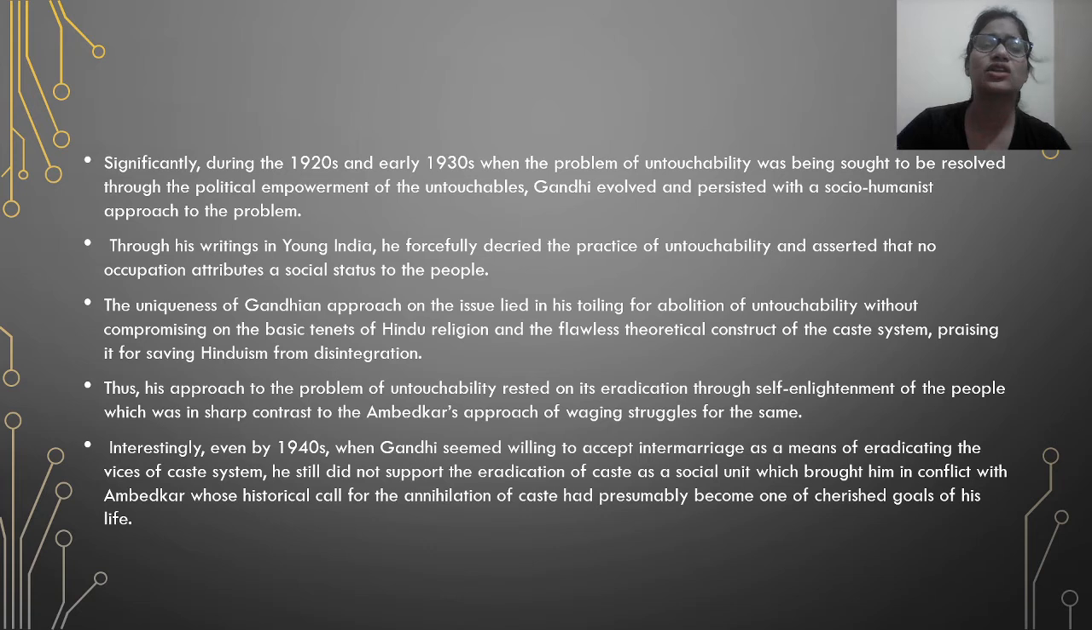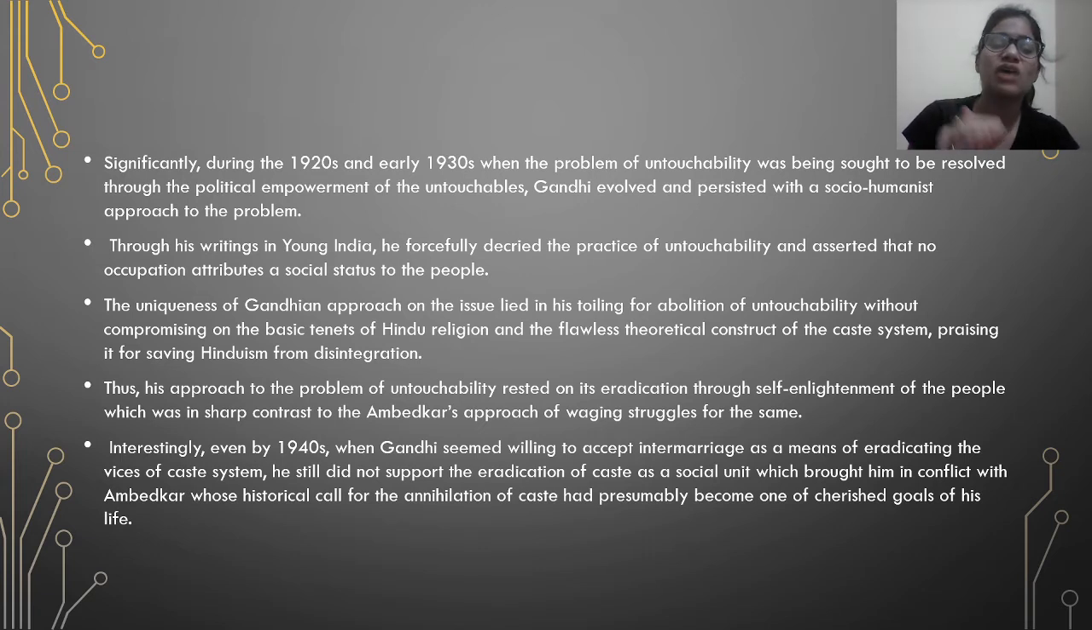So significantly, during the 1920s and the early 1930s, when the problem of untouchability was sought to be resolved, so the political empowerment of untouchables, Gandhi evolved and persisted with the socio-humanist approach to this problem. Through his writing in Young India, he forcibly opposed the practice of untouchability and asserted that the occupation attributes a social status to the people.